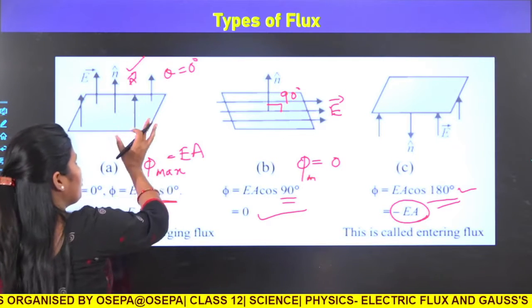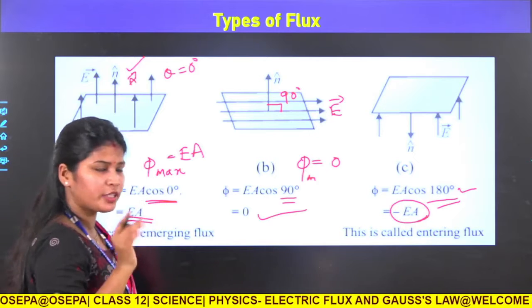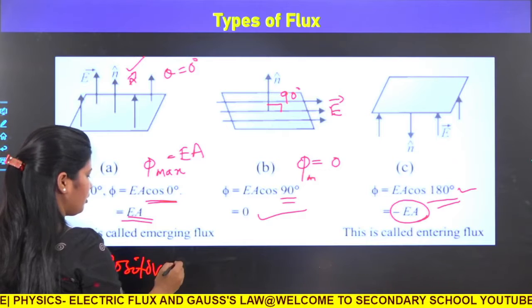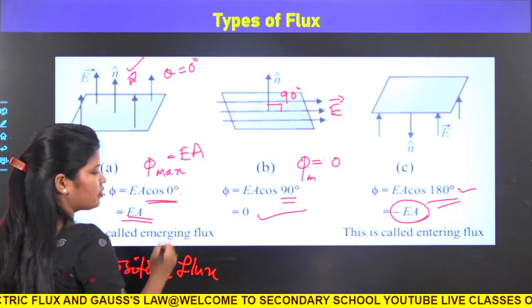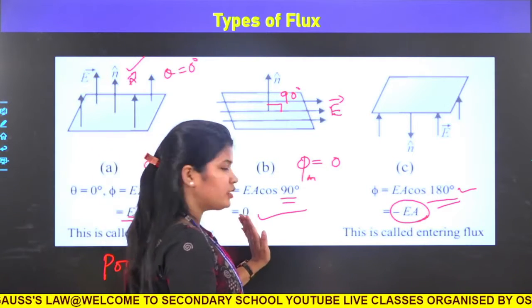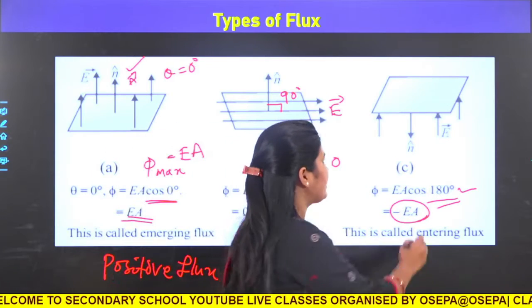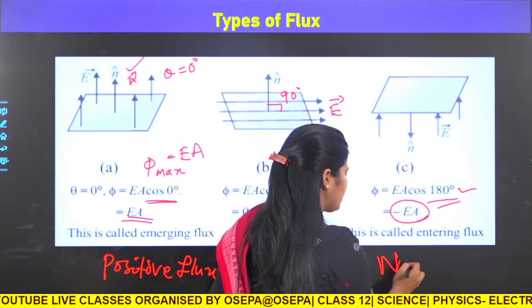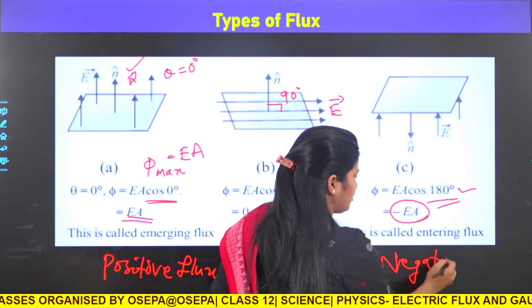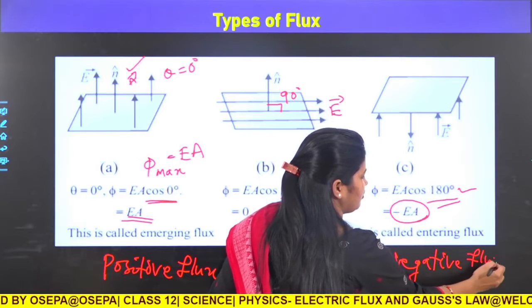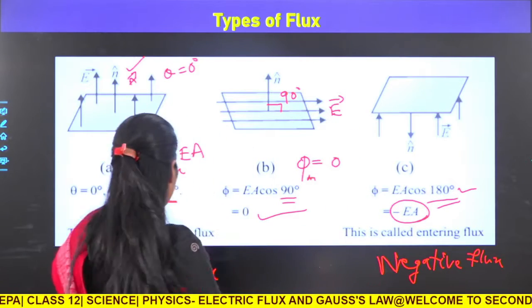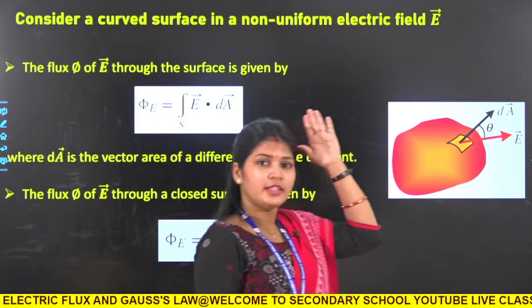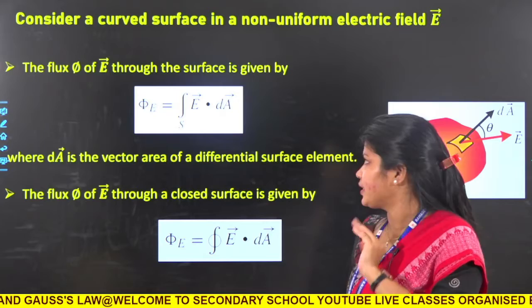Emerging means we can say positive flux. This is called positive flux. And this is called zero flux. And this is called entering flux, which is negative flux. Clear? Next.